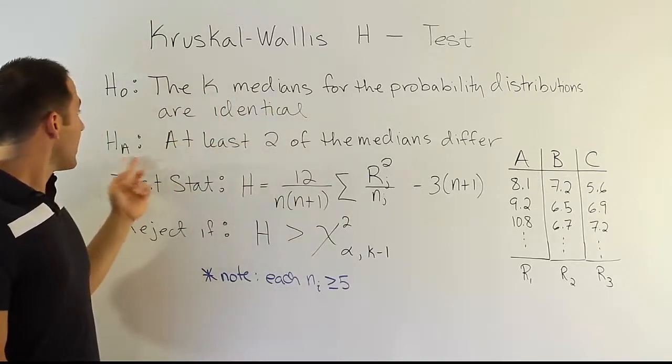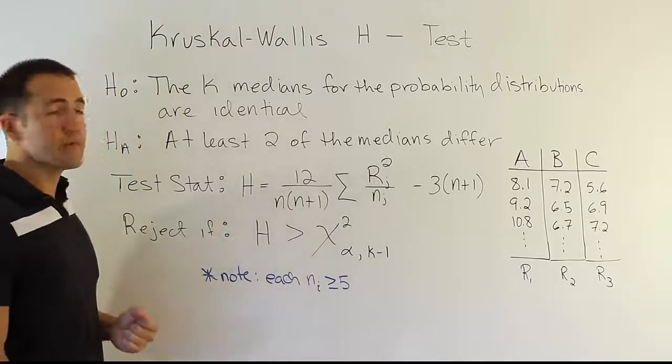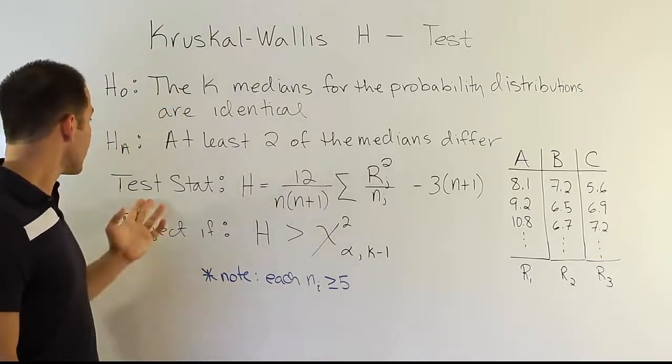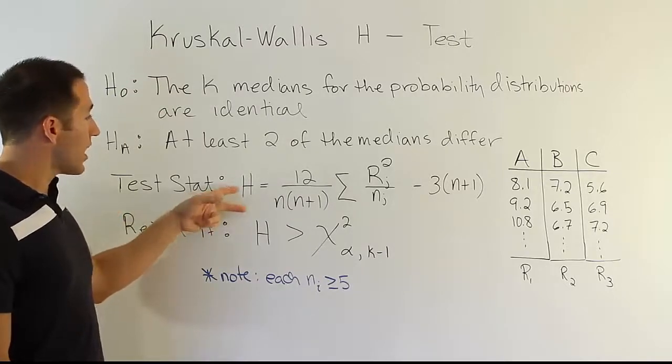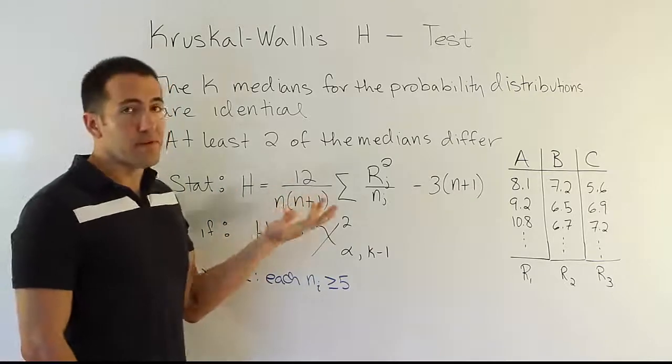All right, then HA is that at least 2 of the medians differ from one another, so at least 2 of those population medians are not the same. And then the test stat for the procedure is a complicated formula, but it's not that hard. It's just a mechanical thing. You plug in the numbers and work it out, right?